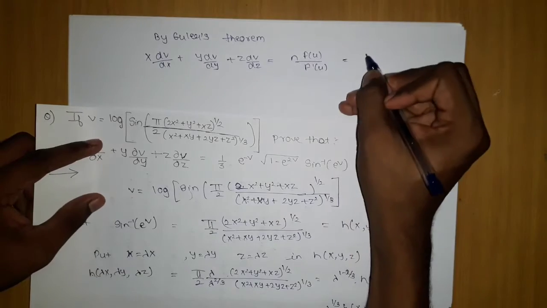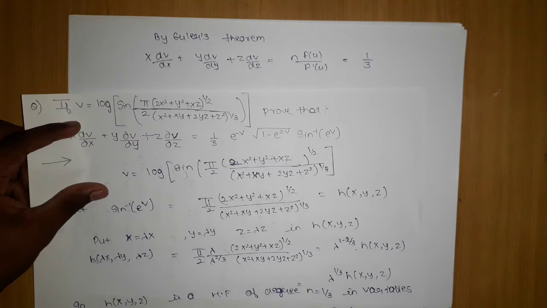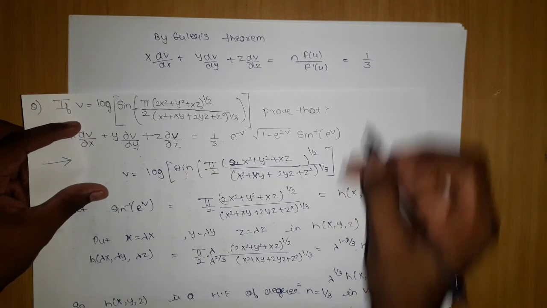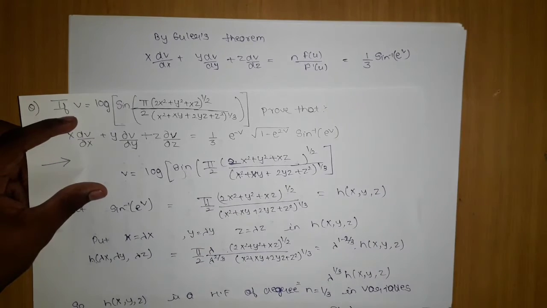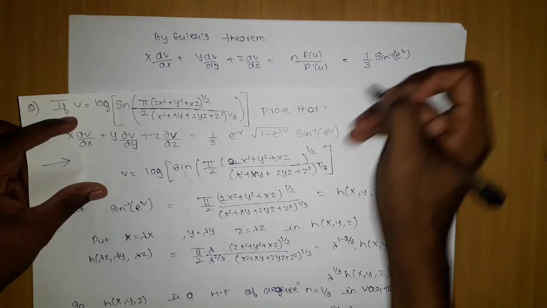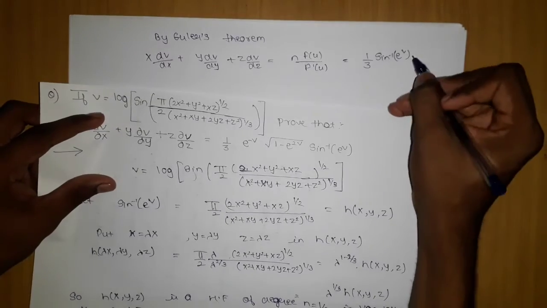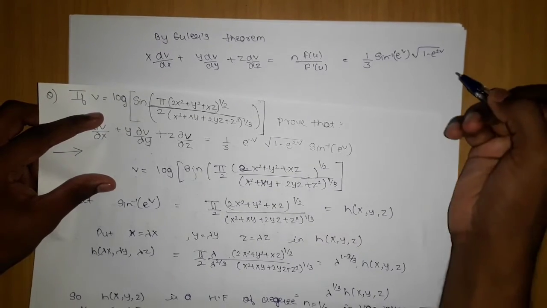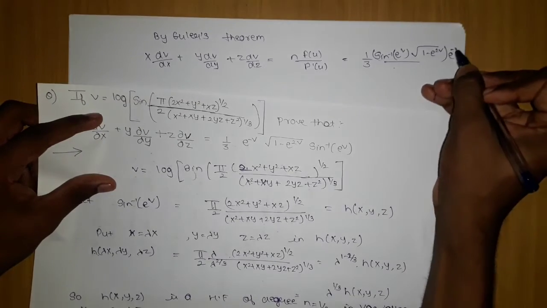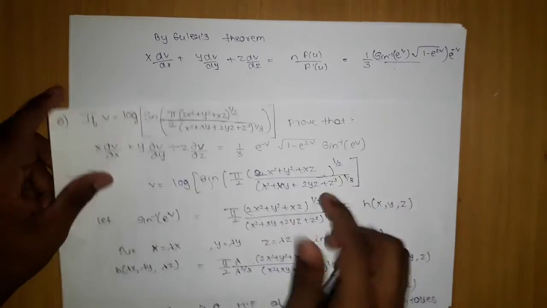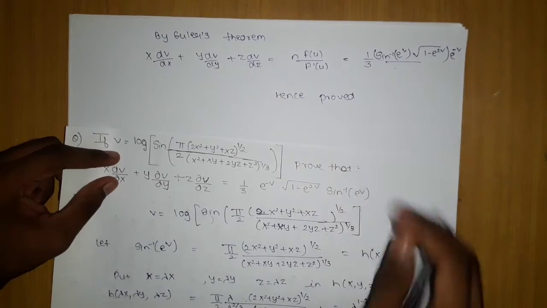So what are you going to substitute here? 1 by 3. F of u is what? F of u is sine inverse e^v. So here sine inverse e^v. Now what you have to substitute in place of this? You have to substitute 1 by under root 1 minus e^2v on the top, and in the denominator e^v, which if I move it up will become e^(-v). So hence you can clearly see that we have proved it. Hence proved.